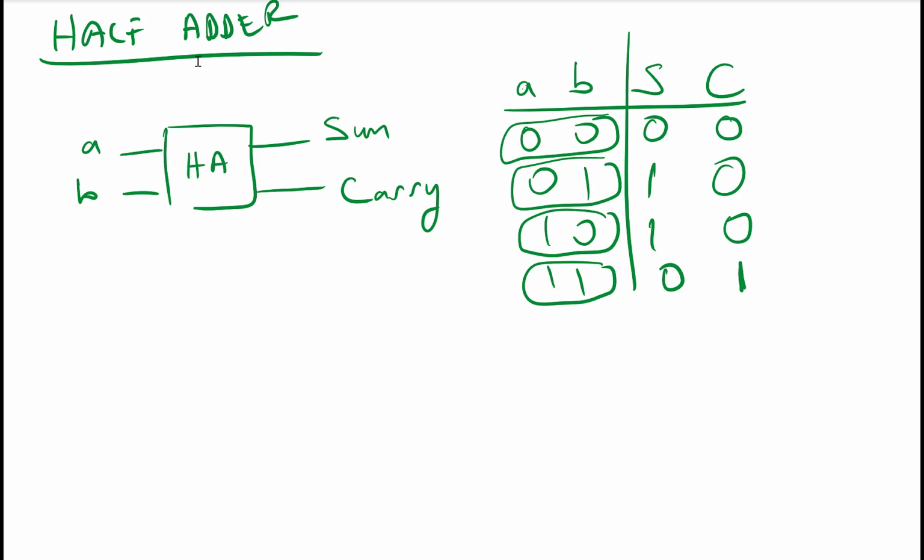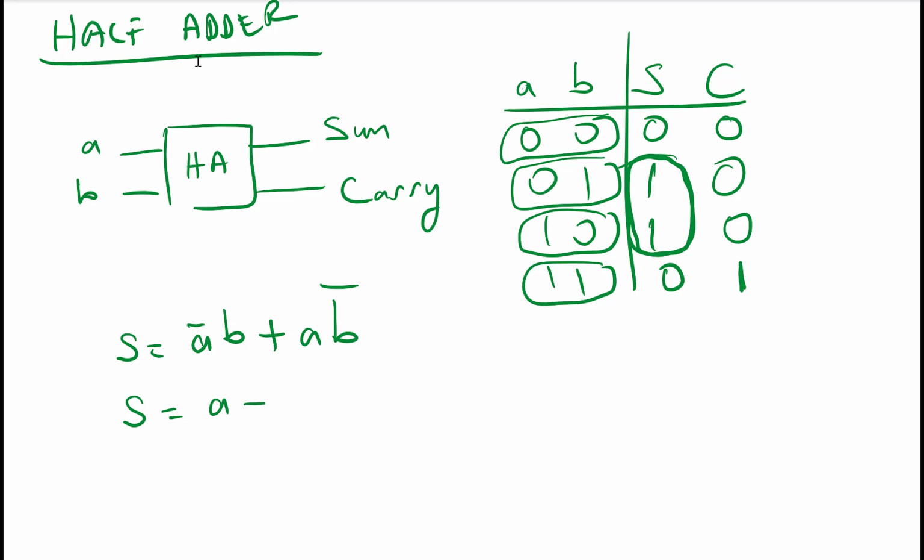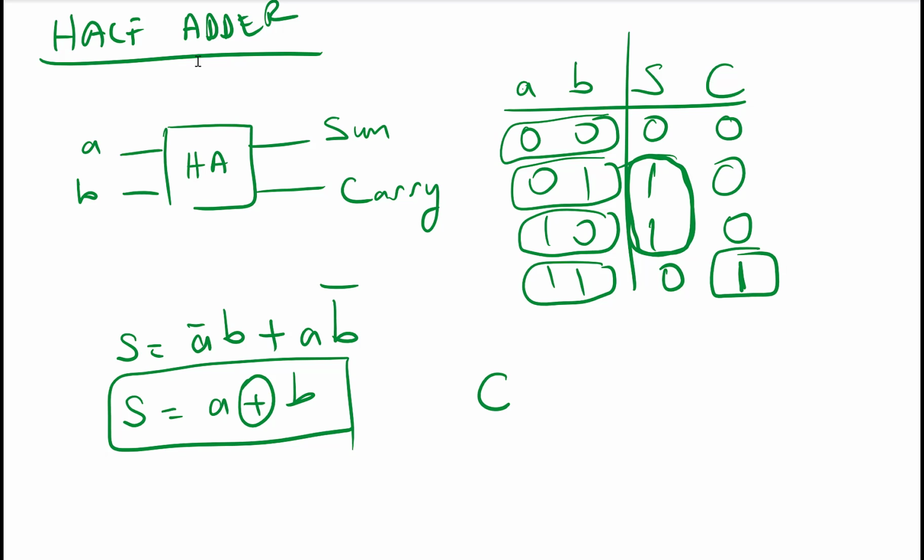So what is the function of S? How can I write the function of S? I need to look at these two ones here. It is either A naught B or A B naught. So what is this? This is an XOR function, right? A XOR B. So this is my function for the sum in the half adder. So what is the carry? Carry is 1 if A is 1 and B is 1. So these are the Boolean functions for the half adder.